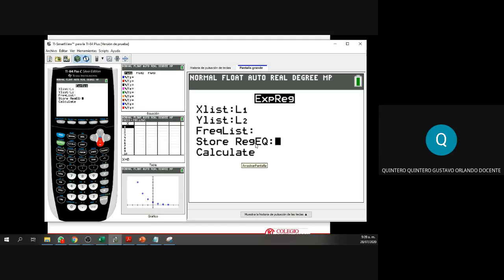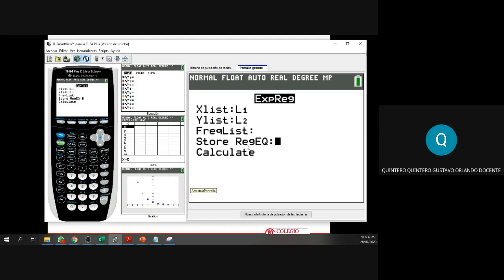For store equation, you are not going to use this because I don't know how to use it. This is good for something. This is useful, but I have no idea how to use it. If any of you find how, you can tell me, please. But I don't know how, right?